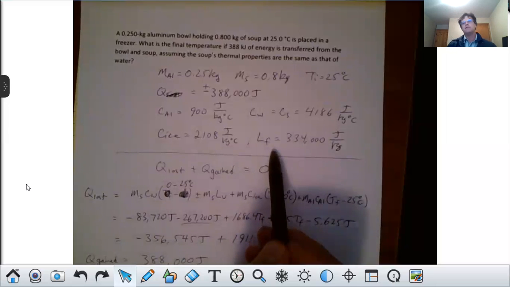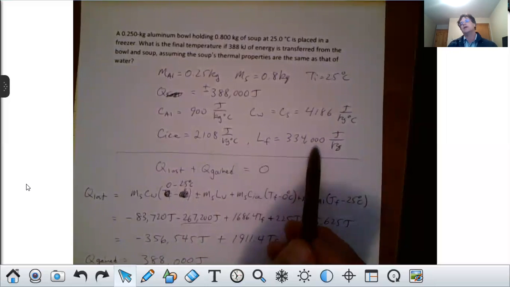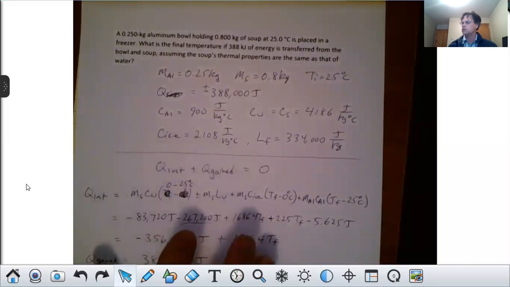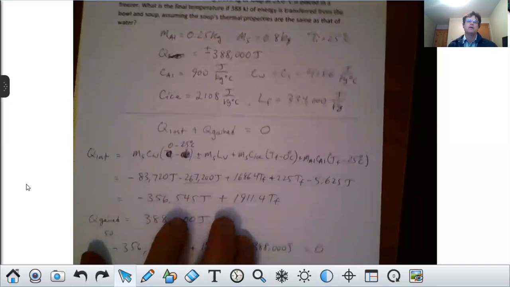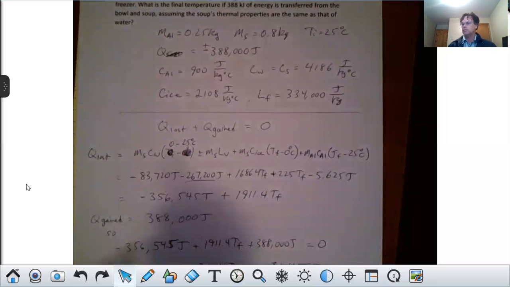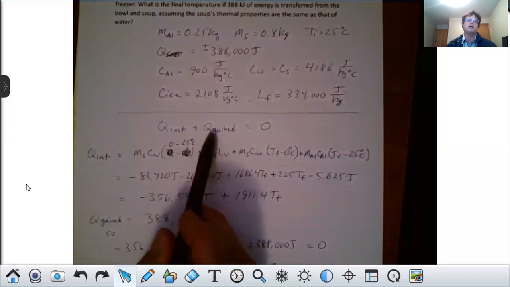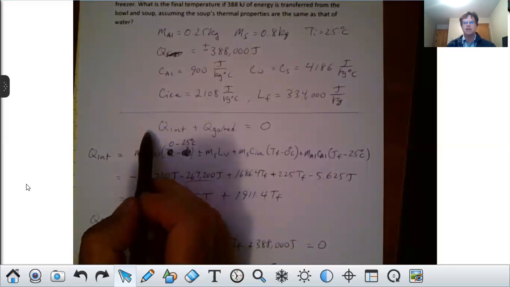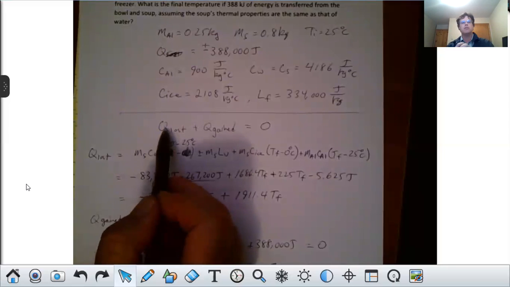And then the latent heat of fusion, since I'm changing from liquid to solid, I'm freezing, I have to use this 334,000 joules per kilogram of water or ice heat of fusion. So I've looked those up in the table, and generally speaking, these types of problems are conservation of energy. Now I put Q lost plus Q gained. I could put really everything that's transferring heat, right? So by Q lost, I mean the heat of the soup plus the heat of the bowl.